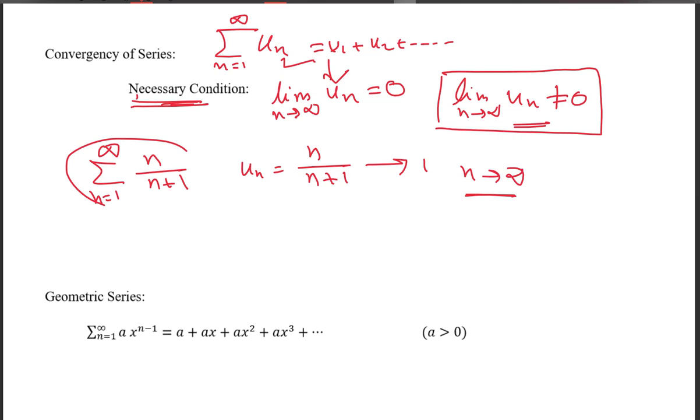But suppose you have summation n is equal to 1 to infinity 1 by n. Here you see 1 by n tends to 0, but you cannot conclude that this series will be convergent. You can say it may be convergent, there is a chance that it will be convergent. So this is the necessary condition. Now we will study two particular types of series, and with the help of those series, for any arbitrary series we can test the convergence.